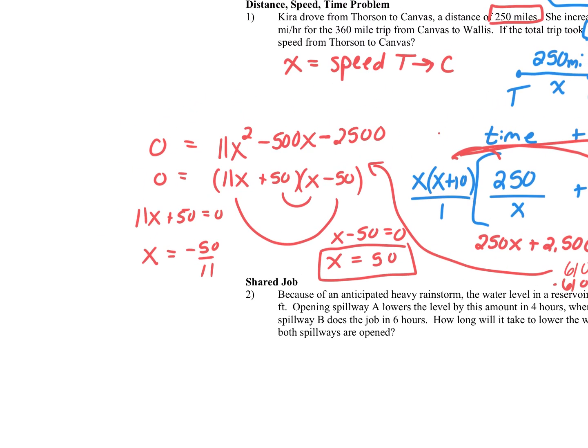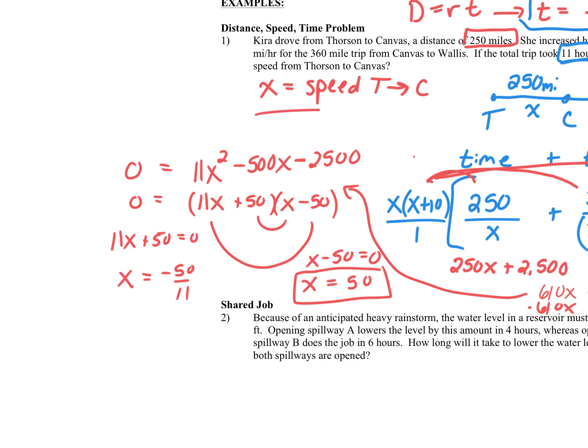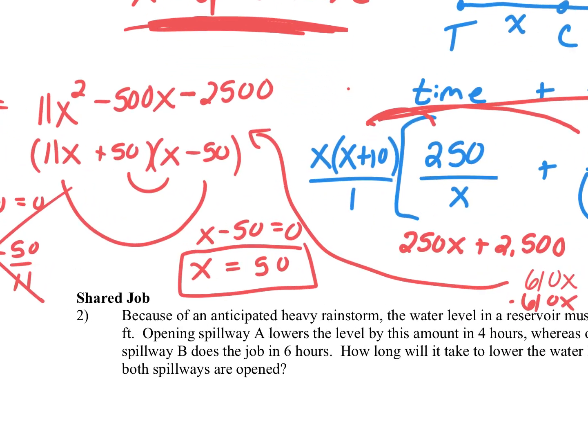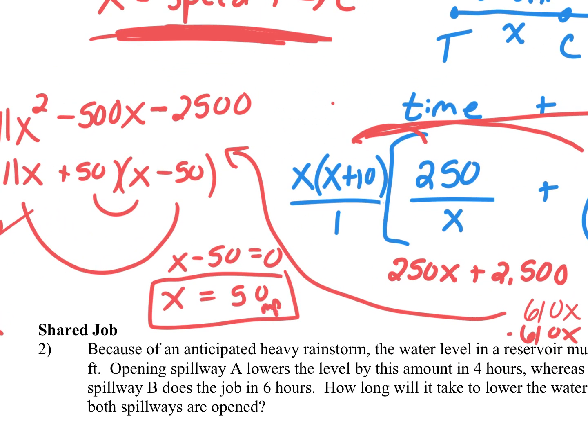And remember, what was the x value? X is the speed, right? So can speed be negative? No. So our answer is 50, and this would be miles per hour. This is kind of a mess right now, but mph.